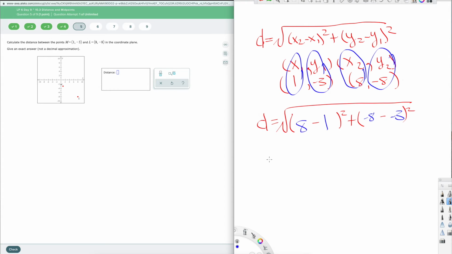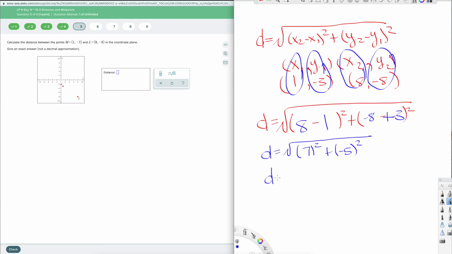So now I'm going to reduce this. I'm going to start simplifying. 8 minus 1 is 7. And negative 8 minus negative 3: minus negative means it's a plus, so I'm going to have negative 8 plus 3. I have to subtract those, and there's more negative than positive now, so it's negative 5 squared.